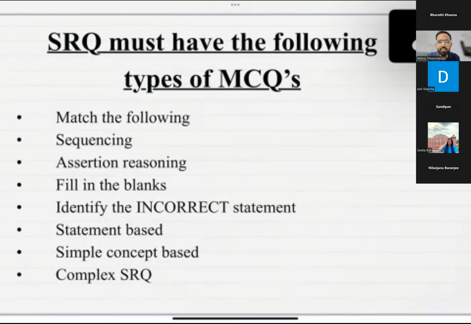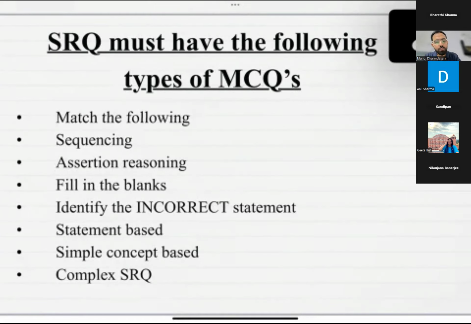Then these two categories are the basic categories which we have used for the last 10-20 years. First is the simple concept-based question, in which we ask the normal concepts of a business studies topic, and the complex SRQs are like when we make the toughest questions out of the syllabus. These questions are not normal for the average student and the below average student. These 1 or 2 questions are for those who are extraordinary and who deserve to be among the top scorers of the CBSE exam.